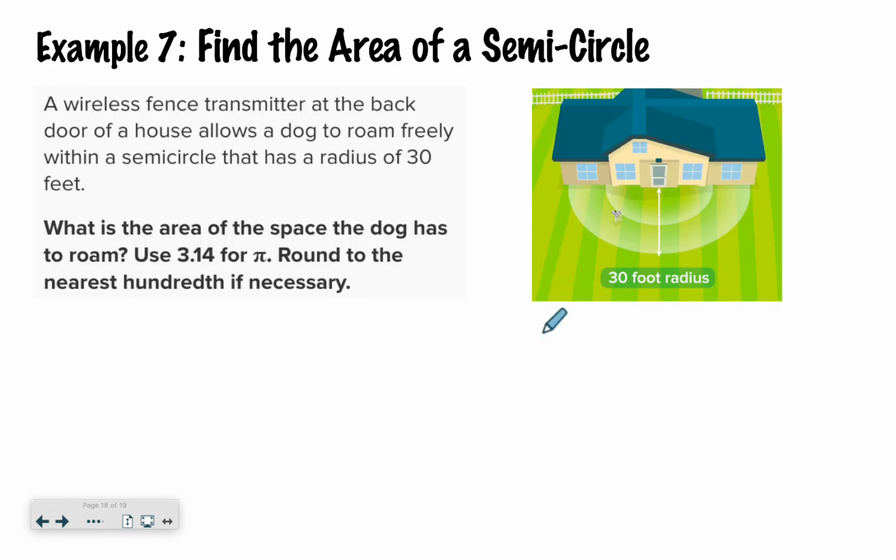Let's move on to our last example for today. We want to find the area of a semicircle. So a semicircle is really just half of a circle. So you start by finding the area of the circle, and then you just do one last step of cutting it in half.